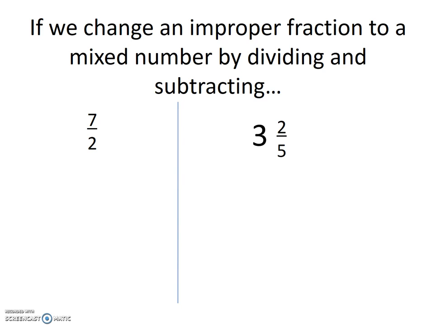So when I convert from an improper fraction to a mixed number, I'm really not changing the value at all. I'm making it the same, I'm just making it look different. So, for example, I have 7 over 2, and that's an improper fraction because the numerator is bigger than the denominator. And normally when we look at fractions, the numerator is smaller. So if I want to turn an improper fraction, 7 over 2, into a mixed number, I need to first divide and then subtract. So let's look at this.